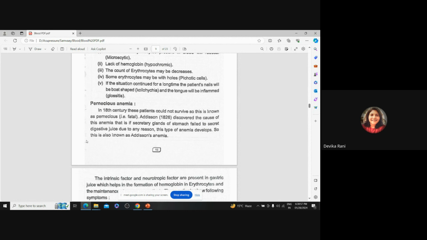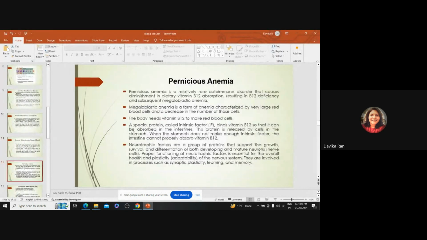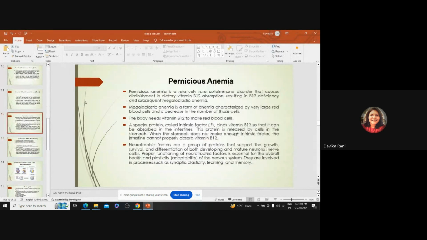So we'll just study a little. Pernicious anemia is a relatively rare autoimmune disorder that causes diminishment in dietary vitamin B12 absorption, resulting in B12 deficiency and subsequent megaloblastic anemia.